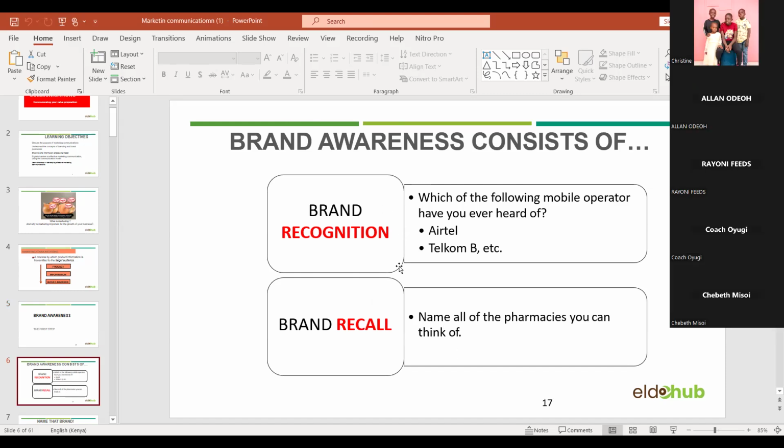So when you talk about brand recognition, and brand recall. Brand recognition is basically when a customer sees your logo or a product and can immediately identify it.